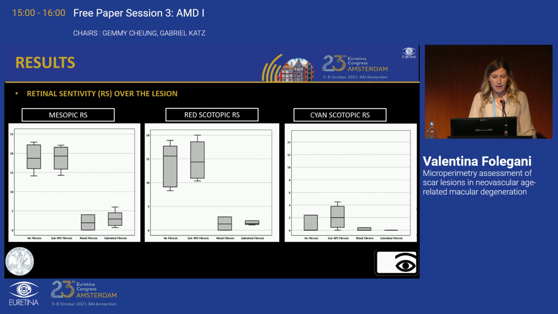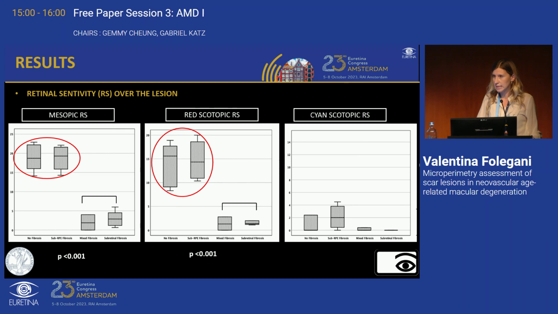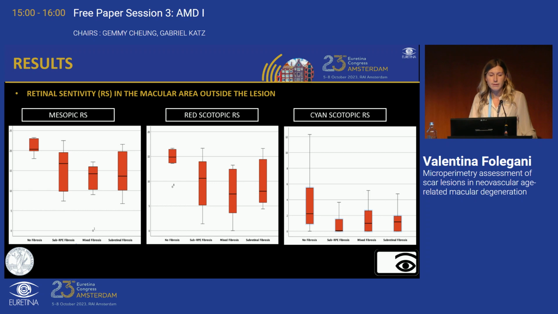So these are our results. As regards the retinal sensitivity over the lesion area, we can see that patients with no fibrosis or patients with sub-RPE fibrosis had the higher values of mesopic retinal sensitivity, and we also had the same results for the red scotopic retinal sensitivity. As regards the scotopic retinal sensitivity, all patients had low values with no significant differences between the four subgroups.